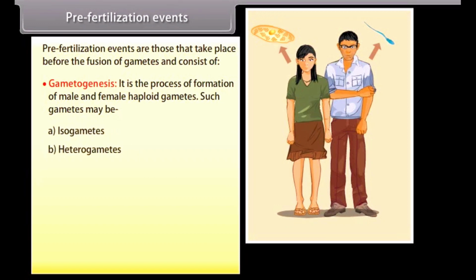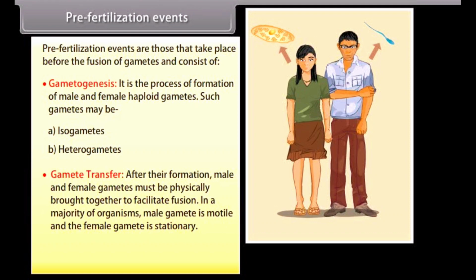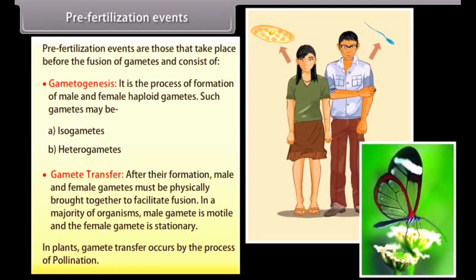Gamete transfer. After their formation, male and female gametes must be physically brought together to facilitate fusion. In a majority of organisms, the male gamete is motile and the female gamete is stationary. In plants, gamete transfer occurs by the process of pollination.